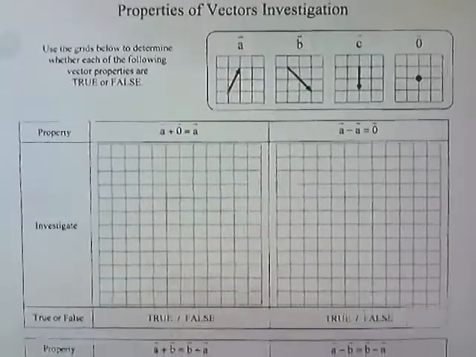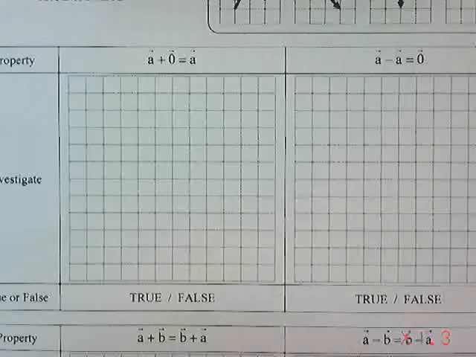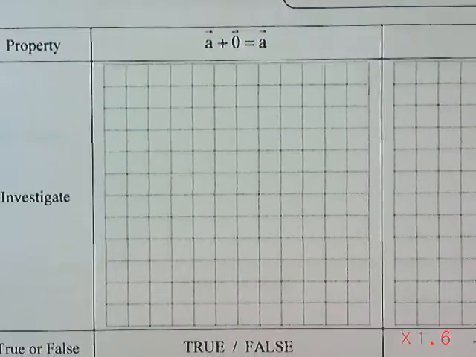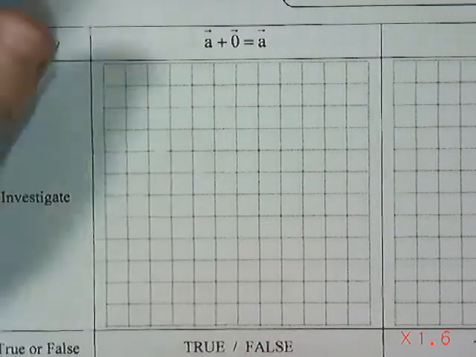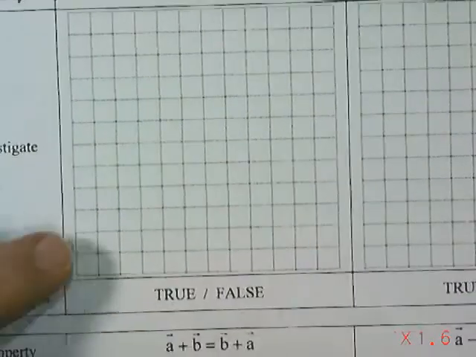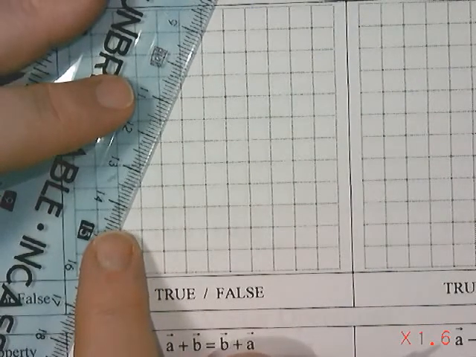So we're going to try a couple of properties. We're going to try to see whether they are true or false, and we're going to do that by drawing what the property is giving us to see whether or not it is true. So I have vector A plus 0 equals vector A. That's what we want to try to figure out. So I know from above what vector A is supposed to look like, so I am going to pick a spot and draw vector A. So vector A goes 2 up and 1 over.